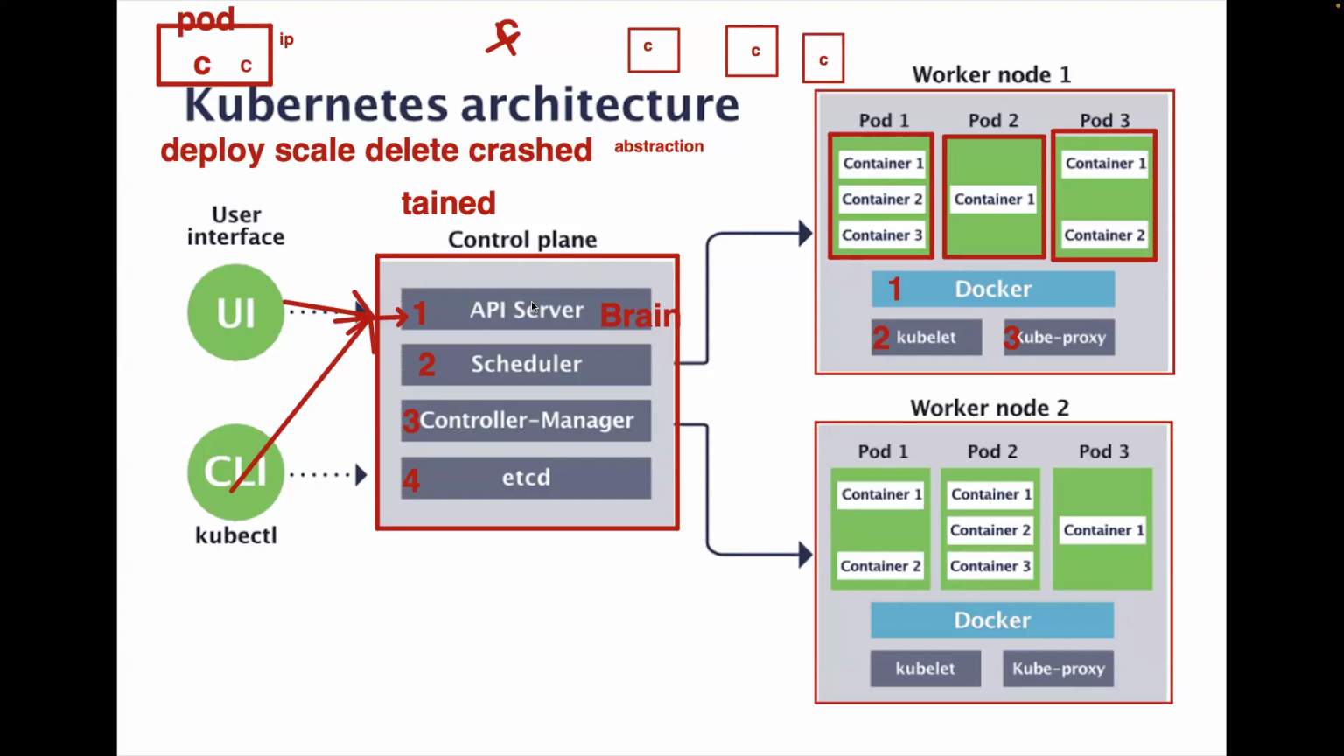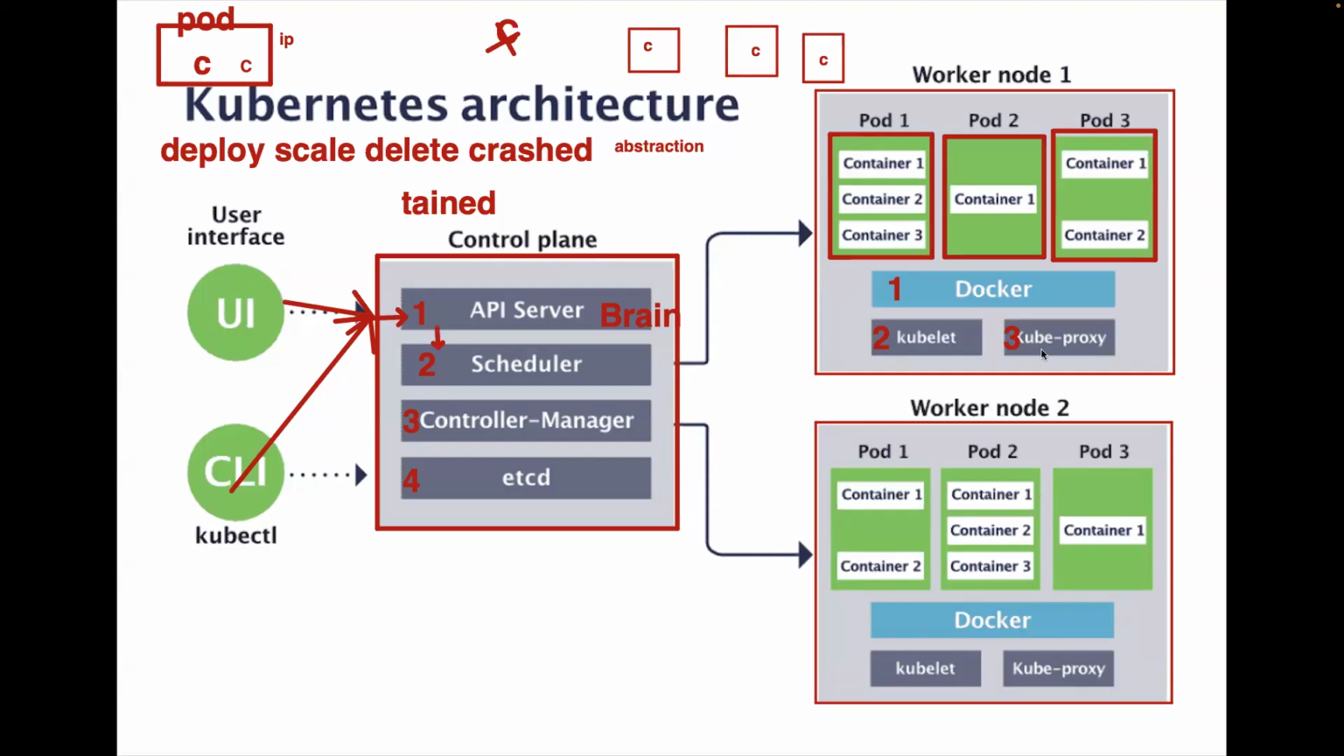API server is called the core component of the cluster. It's called the brain of the cluster. So all the inputs are fed to the API server. API server is the one which validates the inputs given. And once the input is validated, it will send the instruction to the scheduler.